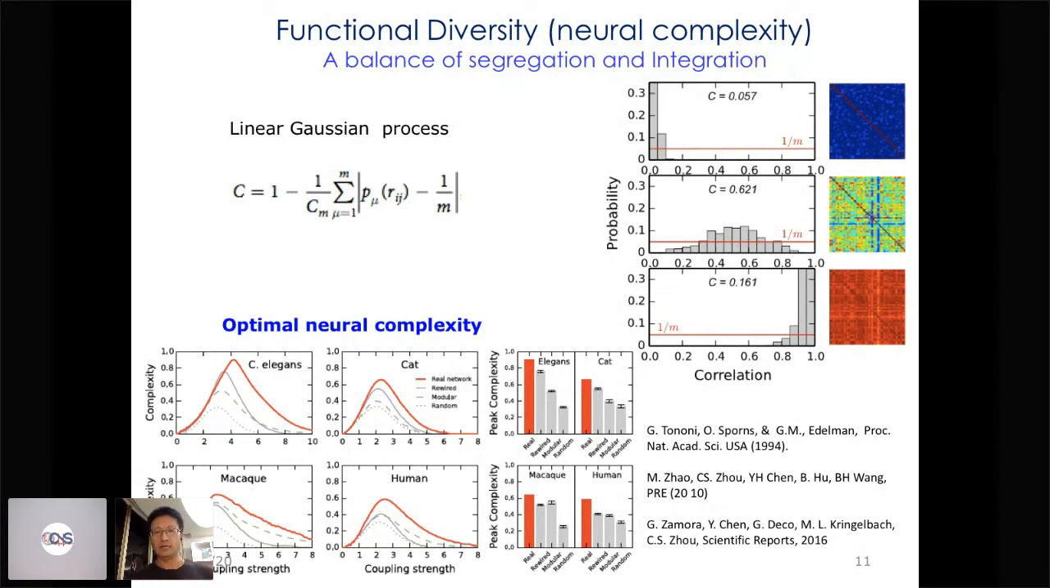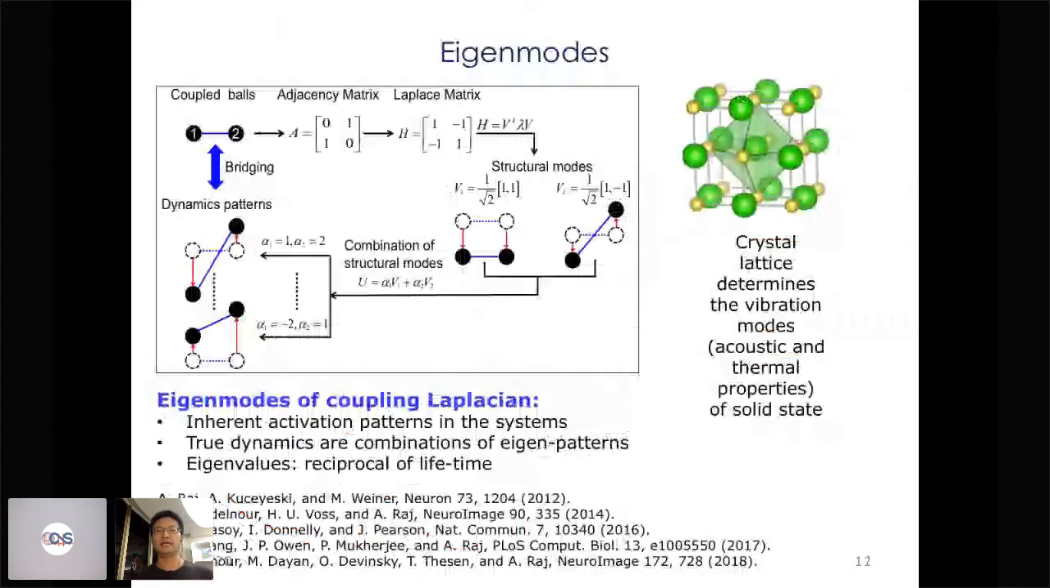Now in this talk, I want to tell you a possible reason for that. The idea is to use eigenmode analysis. Eigenmodes come from physics, like a crystal lattice where atoms are coupled, and from the geometry of the coupling we can compute the so-called vibration modes, which give a lot of understanding of physical properties or function, like acoustic and thermal properties. Here is an illustration. If I have two spheres coupled by a spring in between, I can go from this coupling matrix to the Laplacian matrix.